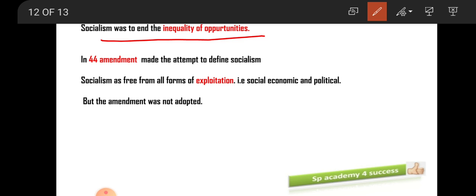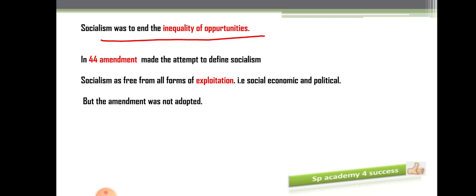Once upon a time we believed that all the opportunities were concentrated in the higher sector of people. There is a vast variation between the higher sector and the lower sector people. In order to remove this inequality, we are providing equality of opportunities among the people through this socialism. So what is the definition of socialism in India? Socialism here is to end the inequality of opportunity. We want to provide equal opportunities.